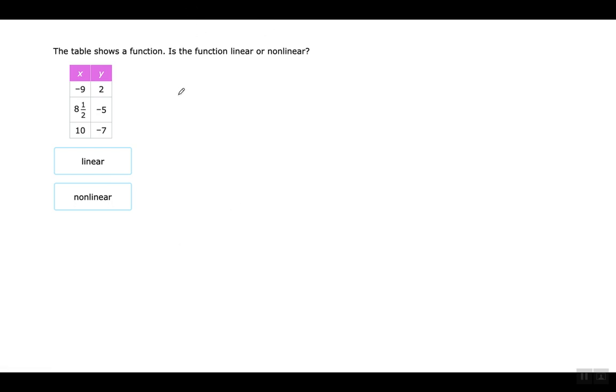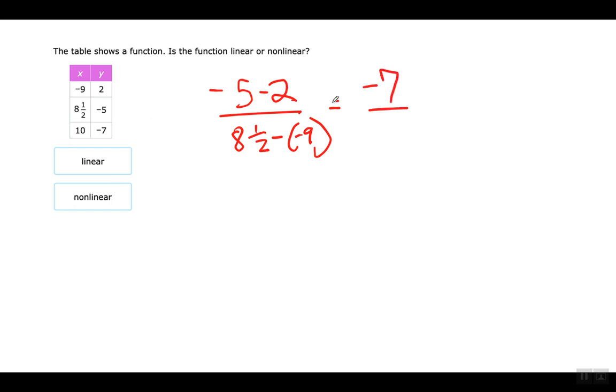Alright, so on the top it's going to be negative 5 minus 2. On the bottom it's going to be 8.5 minus negative 9. Alright, that's going to be on the top negative 7. Remember my little technique. You add them and it stays negative. That way you could just look at it and do it. On the bottom, 8.5 plus 9 is going to give you 17.5. Now let me change 17.5 to an improper fraction. 17 times 2 is 34. 34 plus 1 is 35.